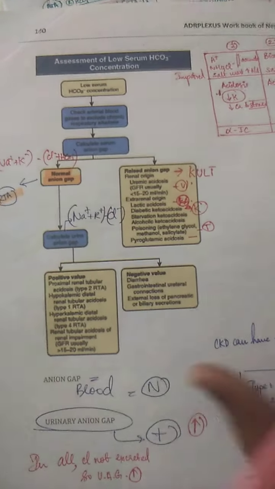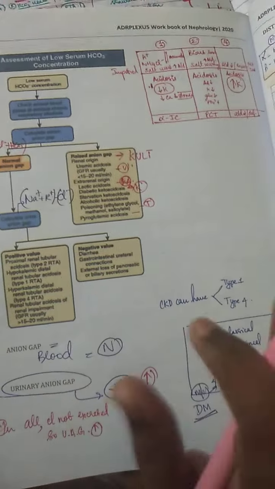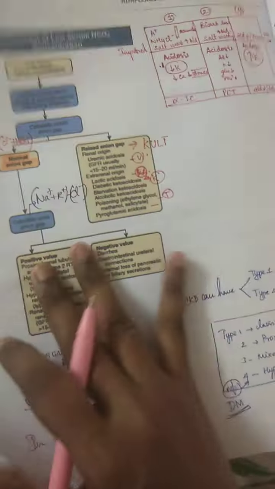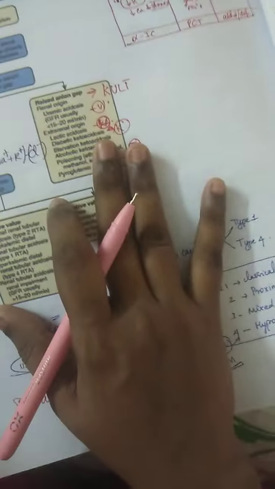Okay, so we'll be talking about medicine topics. It'll be very limited. The first thing in medicine we're going to learn about is RTA, renal tubular acidosis. You must know that it is an example of normal anion gap metabolic acidosis.